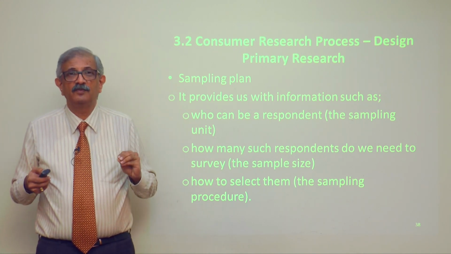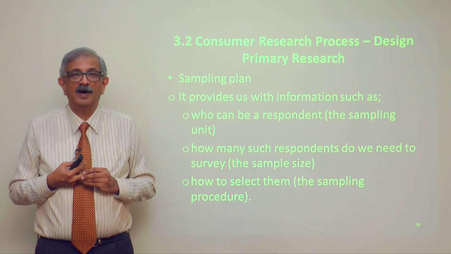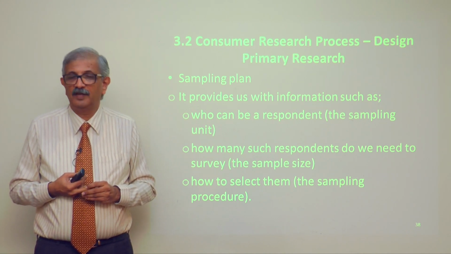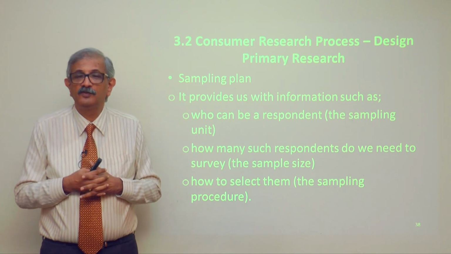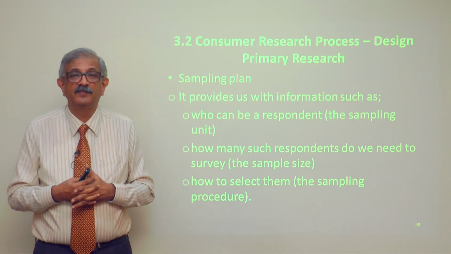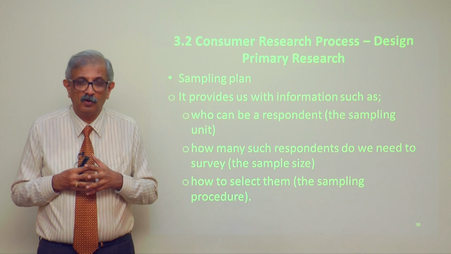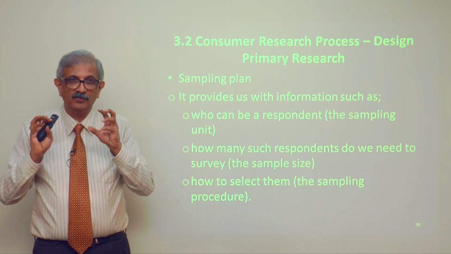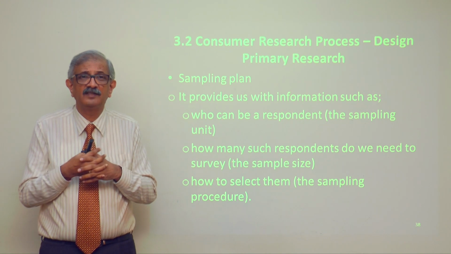It provides information such as who can be the respondent, who is supposed to answer this question, because not everyone is a suitable person to answer. How many such respondents do we need to survey? So the number, where will you find them? What are the selection parameters to decide whether it is right or wrong? So you draw a profile, you decide the characteristics, you decide a survey or filtering questionnaires, etc.